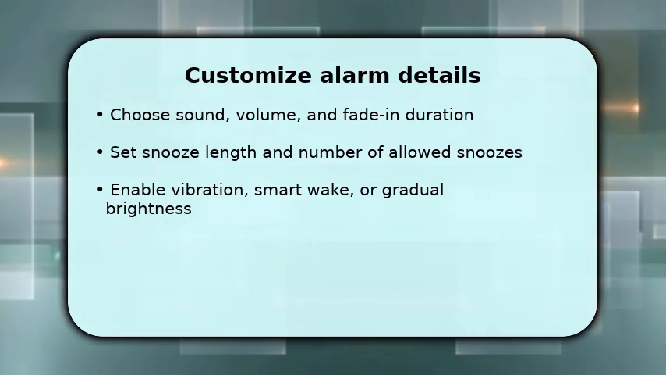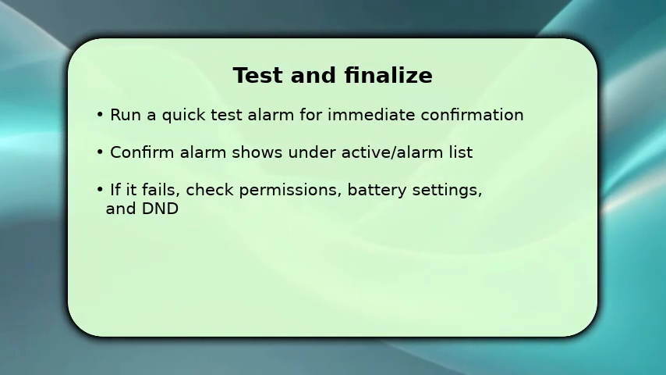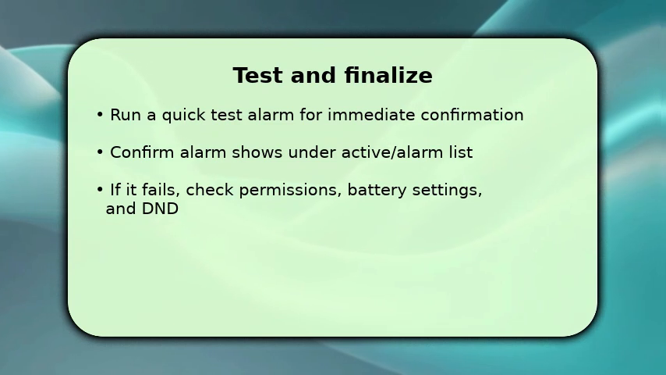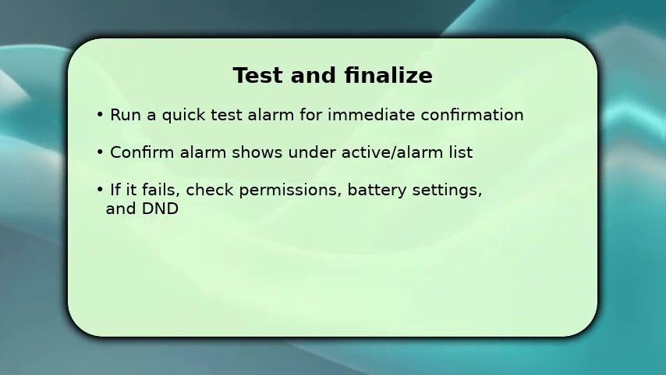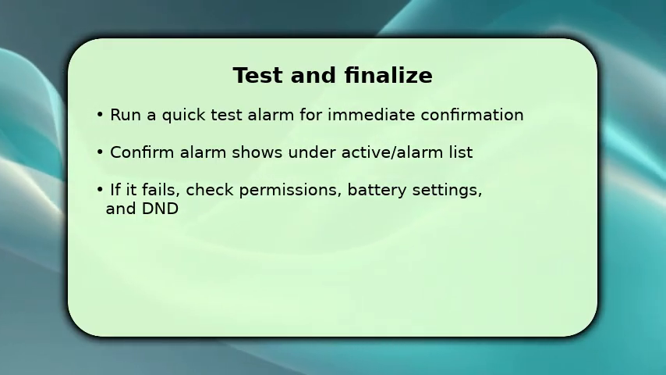You should always run a quick test alarm to confirm everything works. Set a test for a minute or two ahead, then wait to verify sound, vibration, and any connected routines trigger. Once successful, return and confirm the real alarm is active in your list and labeled correctly.